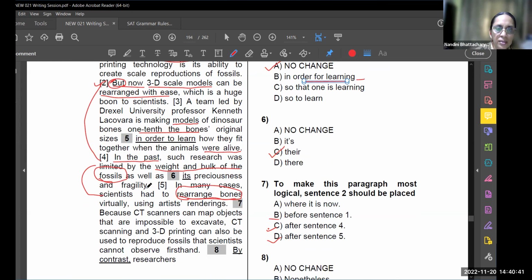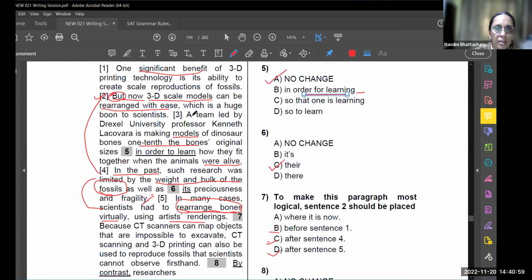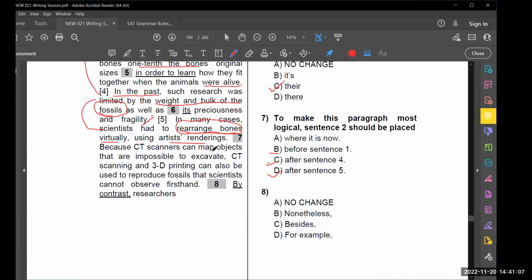We cannot place this in the middle. Right? We won't place it after 4. If we look at 5, it makes more sense because 4 and 5 are connected together. They're talking about in the past what happened. They had to rearrange bones virtually using artist renderings. But now 3D scale models can be rearranged with ease. So this logically comes after sentence 5. So we go with option D.